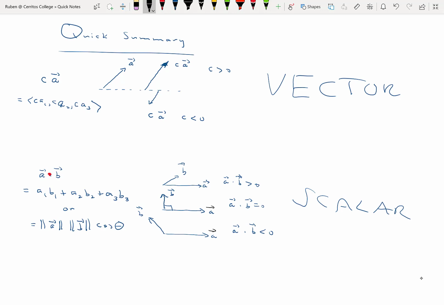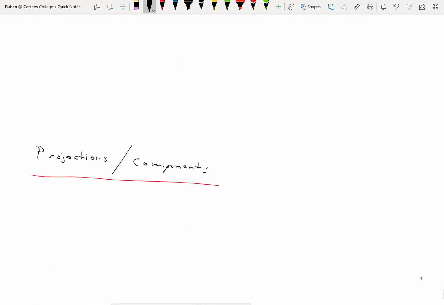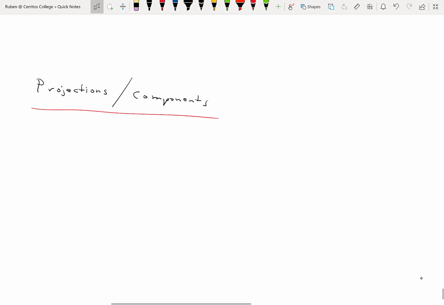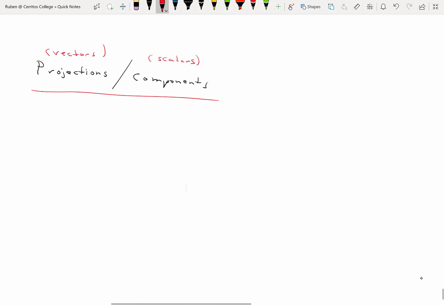We're not talking about anything outside of the scalar product. We're still talking about the dot product, but we want to talk about two aspects of it. One of them is the most important reason why we have the dot product. To do that, I'd like to talk about these two things called projections and components. First of all, projections are vectors, and components are scalars.